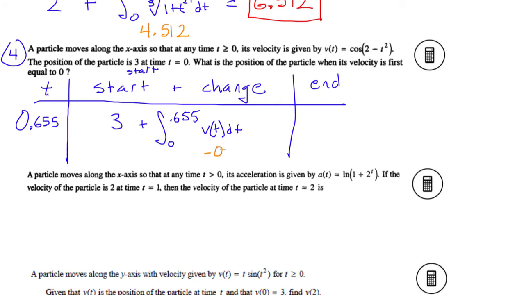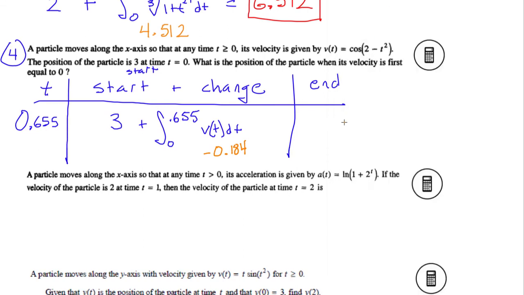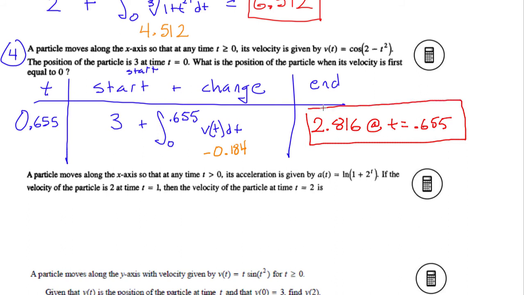This is negative 0.184. And then if I add that to 3, so if I get out of this, I do 3 plus the answer. I guess I could just do plus, because it does answer plus, and then 3. And I get 2.816, which makes sense. 2.816, and that is the final position. And I'll say at t is equal to 0.655. I always like including both the time and the position because I'll never make a mistake that way.